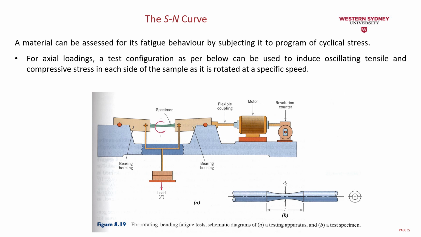If you analyze this figure, you can see that this is my specimen, which once again looks like a dog bone. It has a certain initial diameter and is subjected to a load on both sides. The motor will cause the specimen to rotate. It's going to have a cyclic loading, so not in one direction like what we have in the bending test, and this will cause the material to fail at a certain stage.